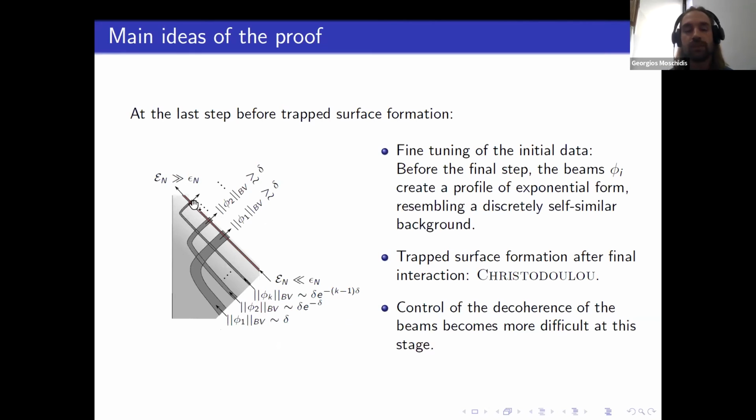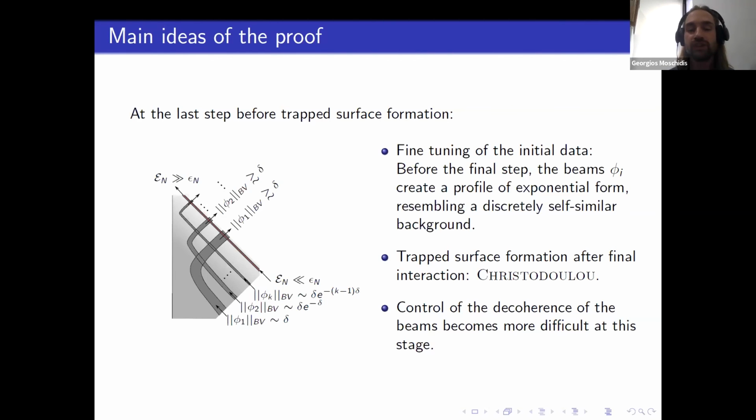So once we reach this configuration, if we let those beams evolve for one last time, and if we're very careful to keep track of the coherence of all those points, then what we see is that after all those interactions, those beams emerge having all of them the same scale invariant size. So in particular, the BV norm now of each of those beams is of size approximately delta.